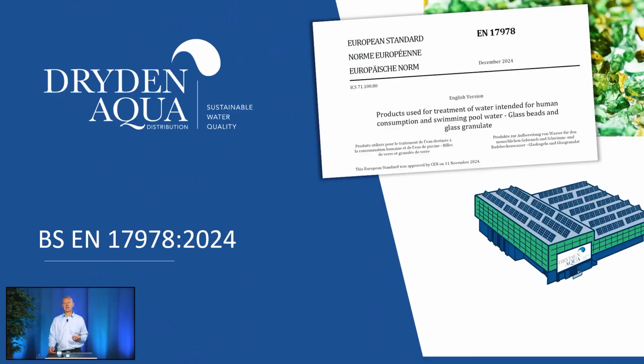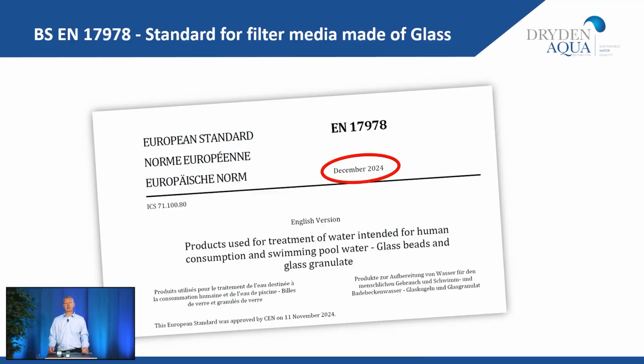So, a new European norm, which is being adopted by the British standards, BS EN 17978:2024, was published in December last year. Now, this is a quality standard. We have the performance certification from IFTS, this time with the BS EN 17978. This is a quality standard, and it's for products used for treatment of water intended for human consumption and swimming pool water, glass beads and glass granulate.